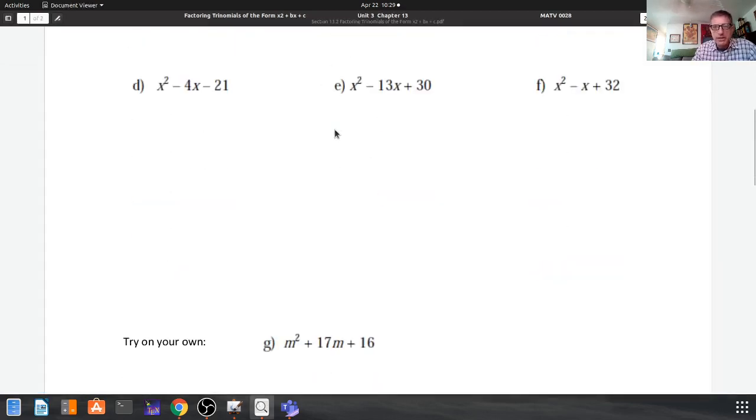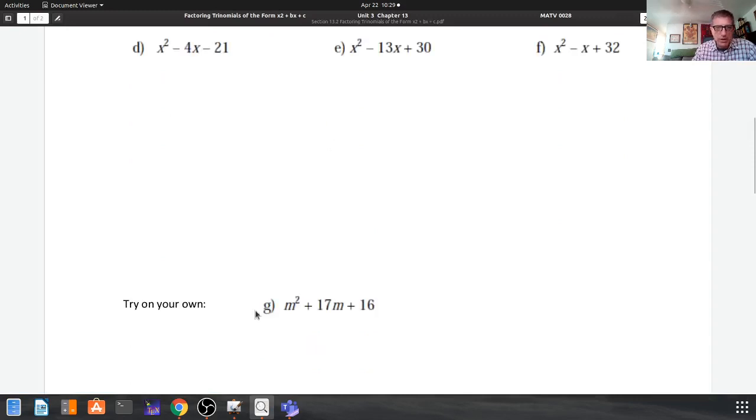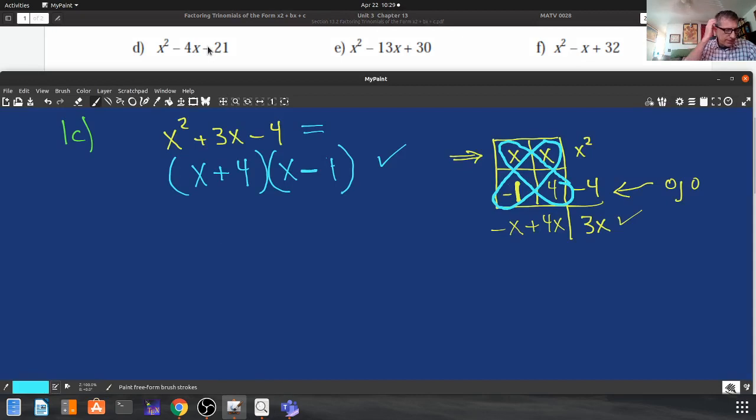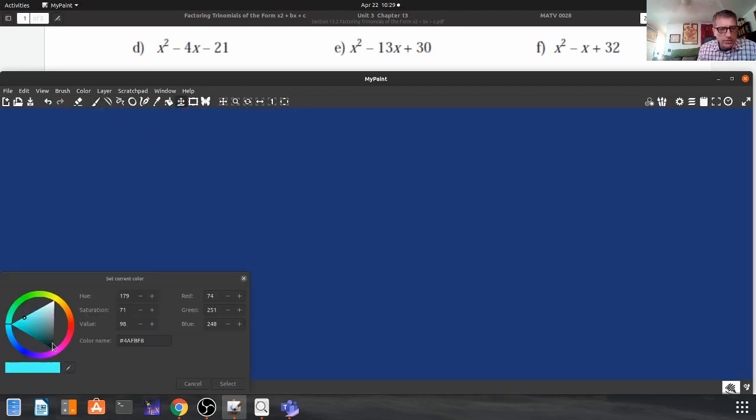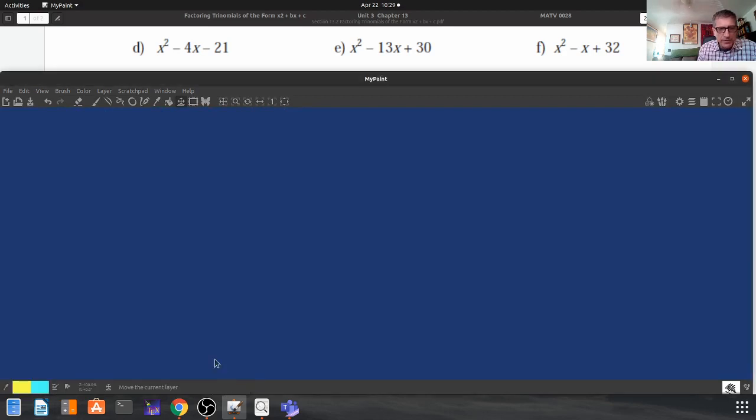So you should try to see about doing these yourself using the same method. So this is going to be 1D. X squared minus 4x minus 21.